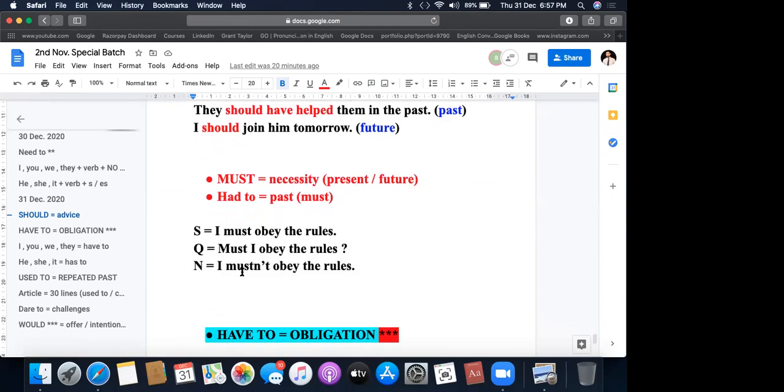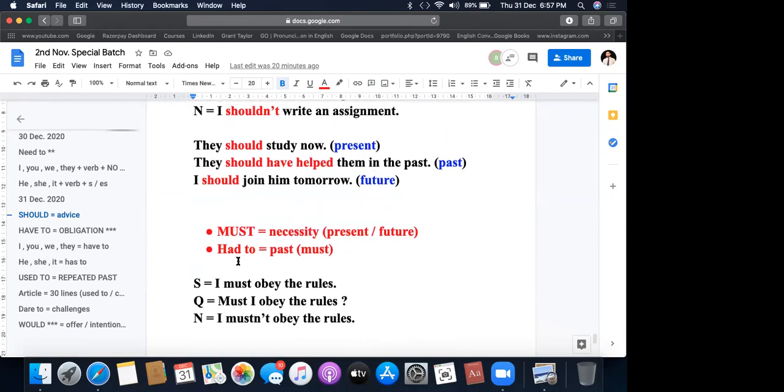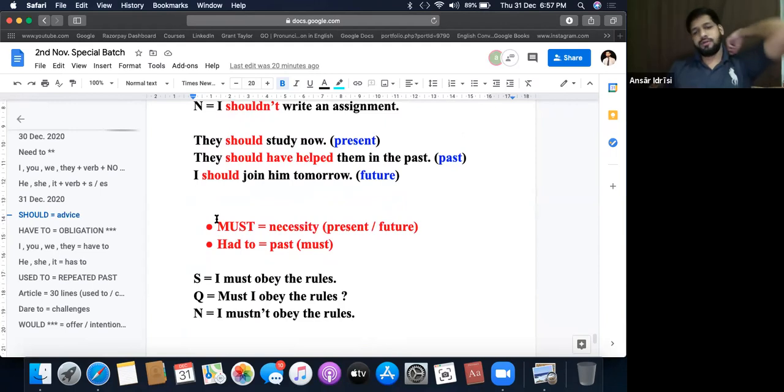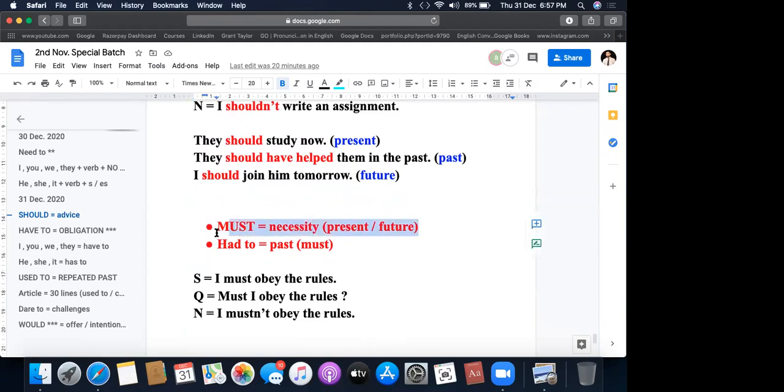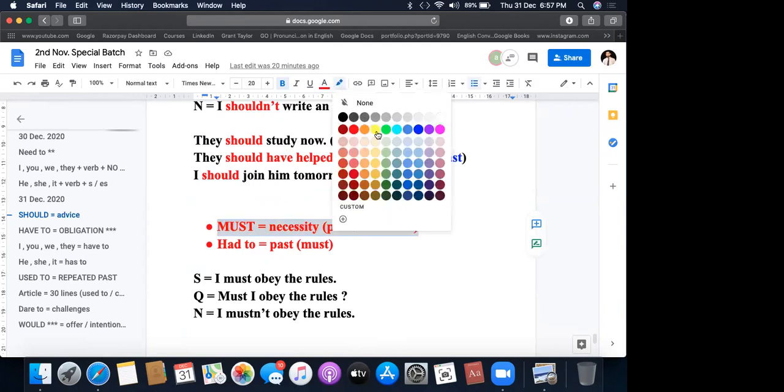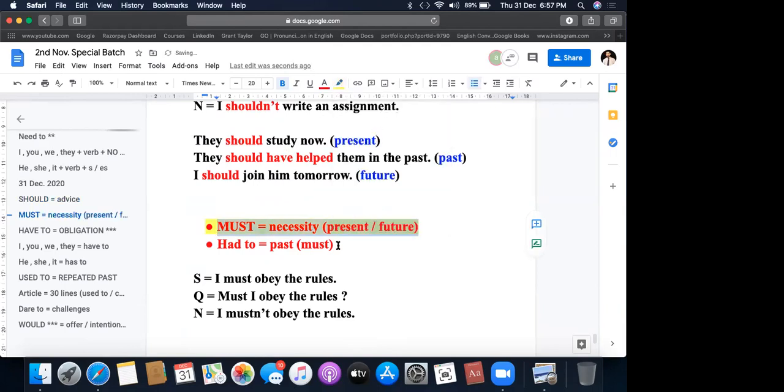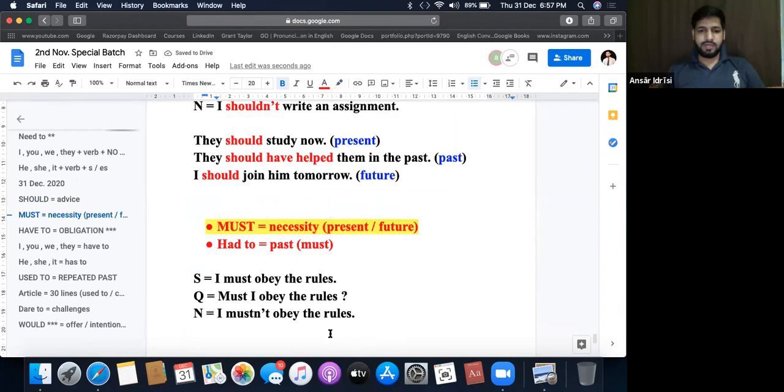He should buy a blazer. Should he buy a blazer? He shouldn't buy a blazer. Good. You should have joined the class. Should you have joined the class? You shouldn't have joined the class. Very good.